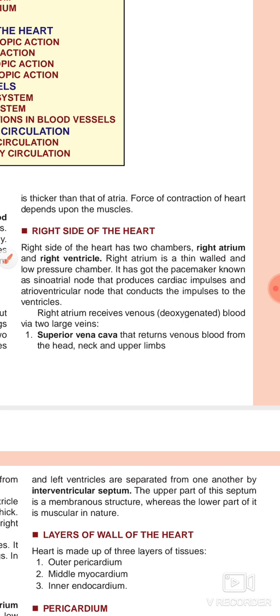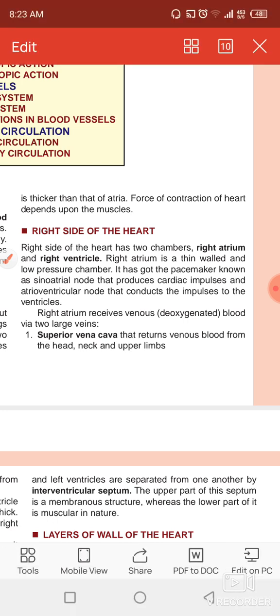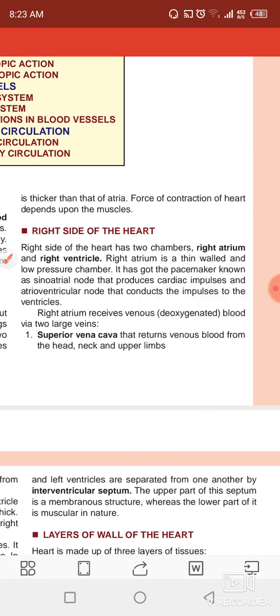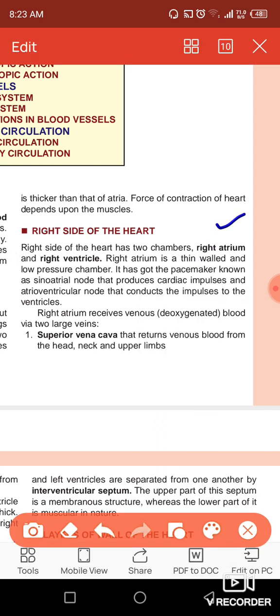So after discussing the definition, the location, and the four chambers, now we discuss the chambers in detail. First we are going to see the parts of the right side of your heart. Then we will discuss the left side of your heart. The right side of your heart is again composed of two chambers. The upper chamber is called the right atrium, and the lower chamber is called the right ventricle.